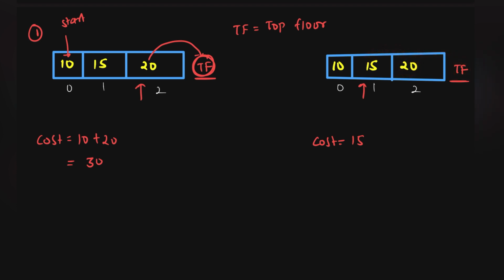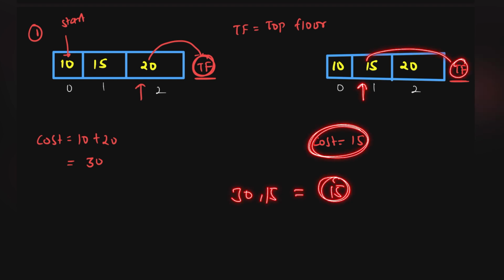So I will not choose to jump one step because I need the minimum payment. Rather than jumping one step, I can directly jump two steps and reach the top floor. So I will directly go to this position. So what is the total cost required to reach the top floor? 15. So here I took 30 rupees and here I took 15 rupees. What is the minimum of 15 and 30? Of course it will be 15. So can I say that I need to start from index 1 in order to reach the top floor at the minimum cost, that is 15 rupees?